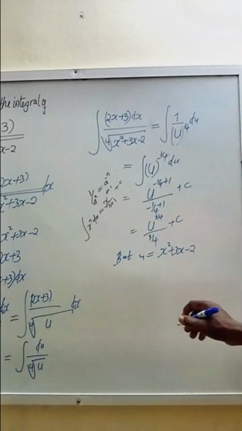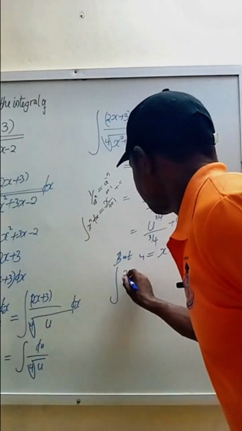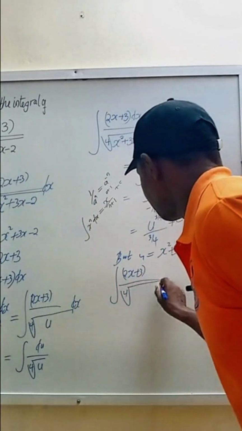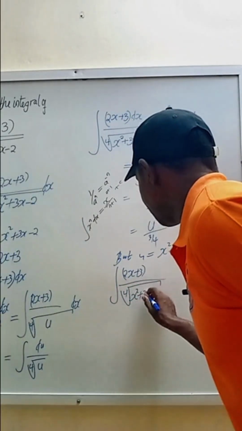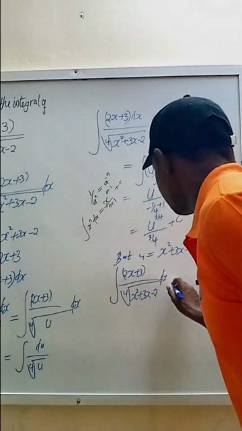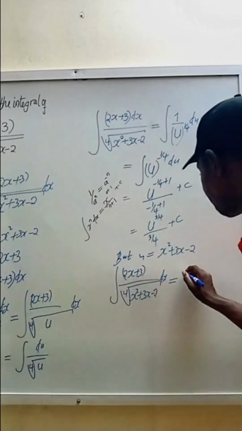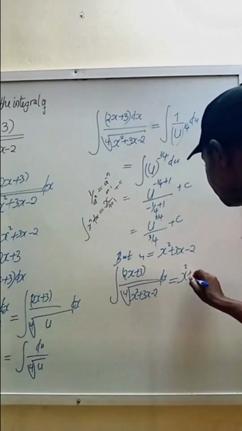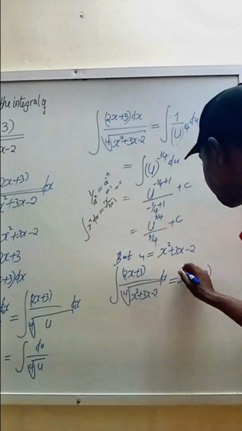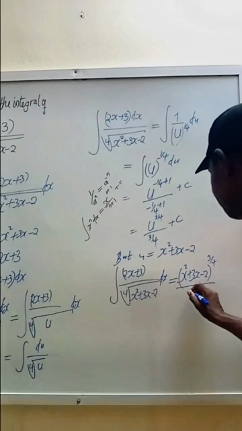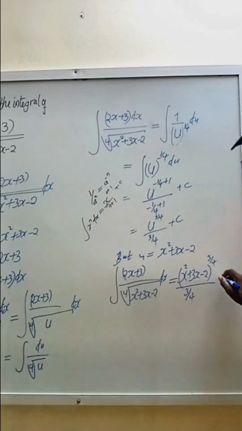Okay, so this integration of 2x plus 3 in bracket, divided by the fourth root of x squared plus 3x minus 2 with respect to x, now gives us, replacing u with this one, x squared plus 3x minus 2, put in bracket because it is one term, raised to the power of 3 over 4, then divided by 3 over 4. Do you see that? Then we add our constant somewhere around there.